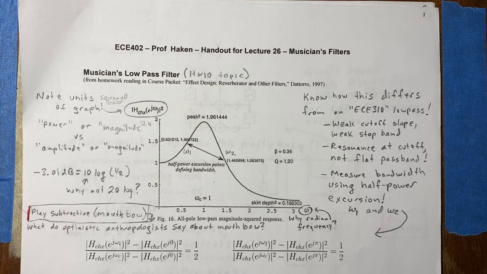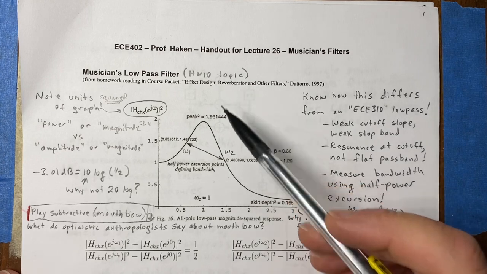This is lecture 26 for ECE402. And we're going to talk about musicians' filters today. In a past lecture, we talked about musician sawtooth and other such ideas. Well, here's a musician's low-pass filter. And again, this is from the homework 10 topic.